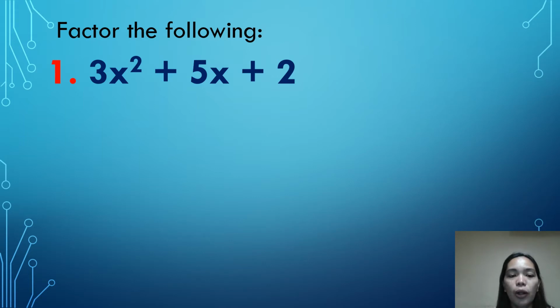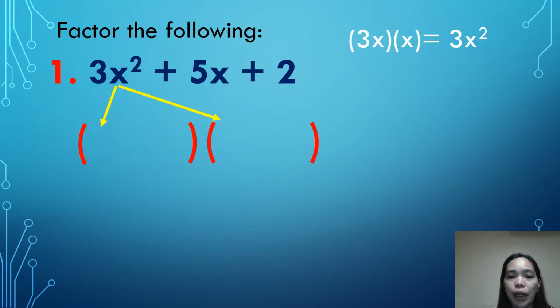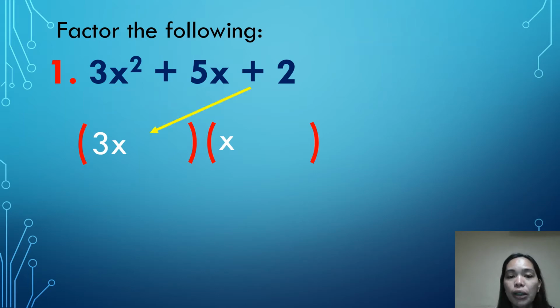So in this example, 3x squared plus 5x plus 2, we have to write the factors first. Get the factors of the first term, which is 3x squared. So we have the factors of 3x squared, which are 3x and x. Write these as the first terms of the two factors. Then, we will consider the sign of the last term. Since the sign of the last term is positive, that means we must have like signs. Since we are looking for like signs, it is both positive or both negative.